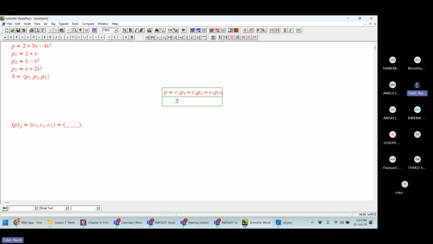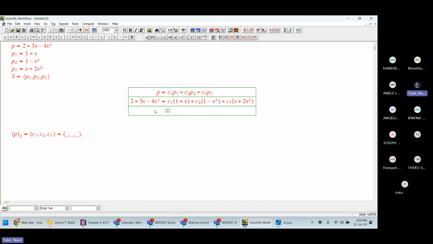As I told you, just put the value of P over here, like P is 2 plus 3x minus 4x square. Then that will be equal to C1, which is unknown and we need to find, times P1, which is 1 plus x, plus C2, which is any unknown number, times P2, and then plus C3 times P3, which is x plus 2x square.